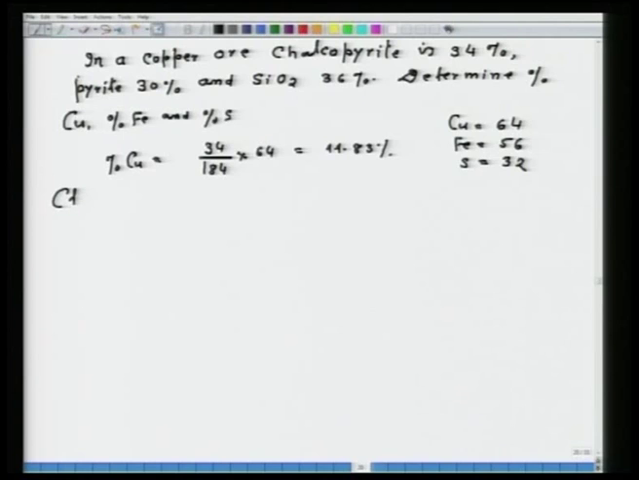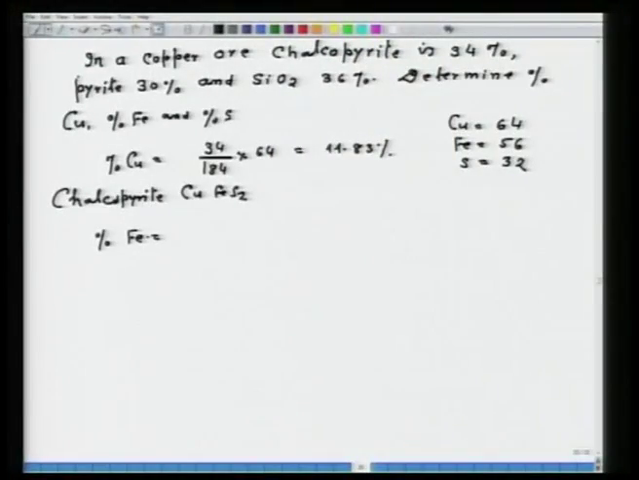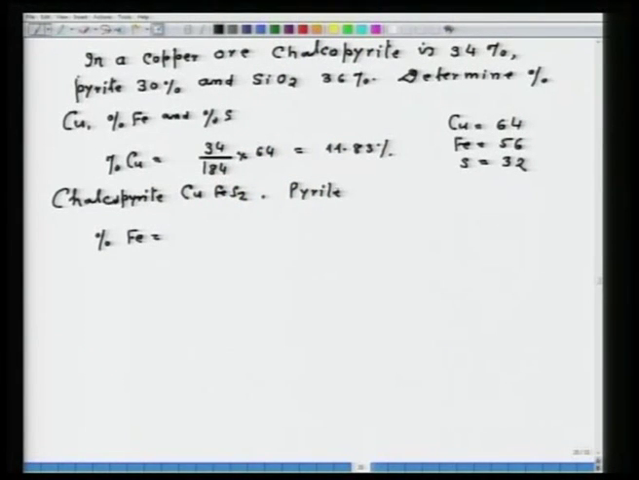Well, by the way, chalcopyrite represents a mineral which is CuFeS2, I think you know because in several lectures I have said. Now, similarly, say percent iron, pyrite is FeS2. So, percentage iron is coming from two sources: 34 upon 184 into 56 plus 30 upon 120 into 56.